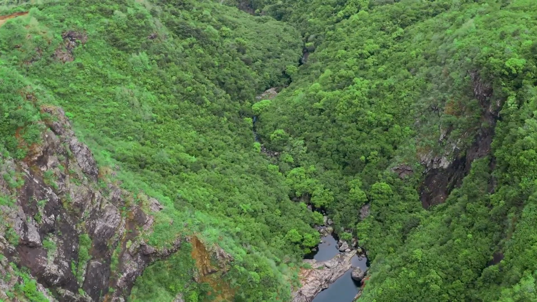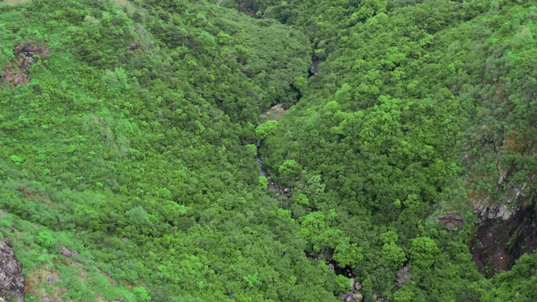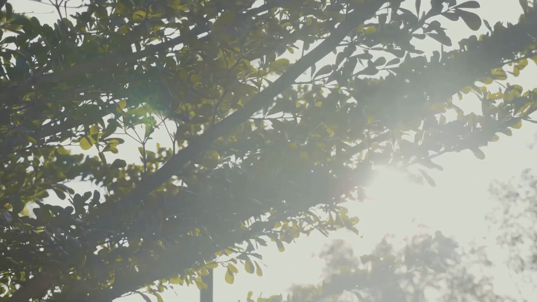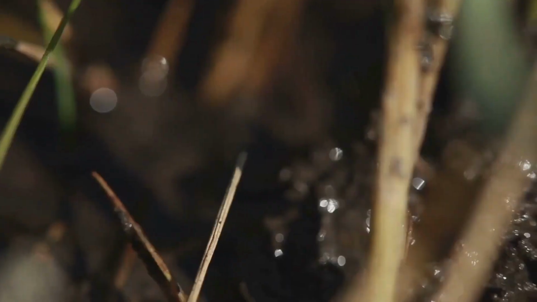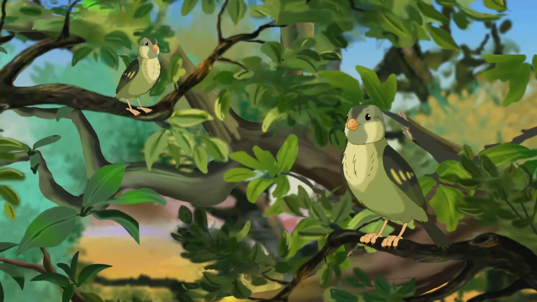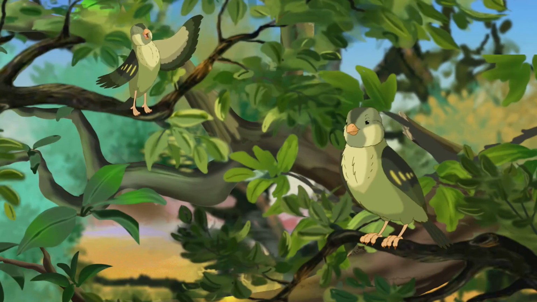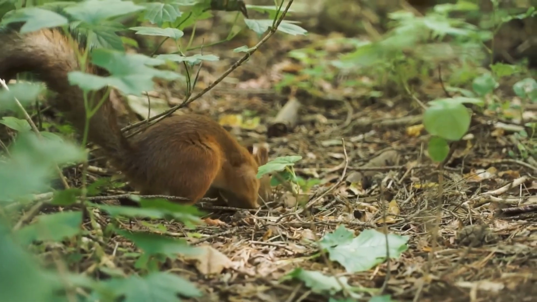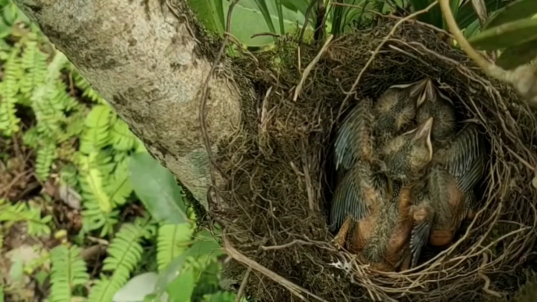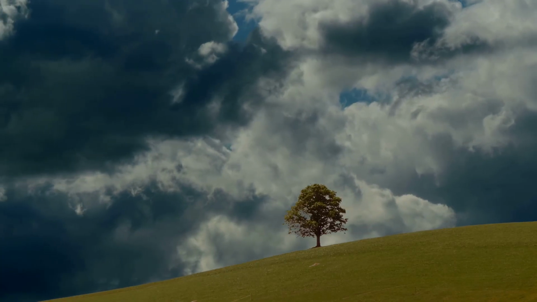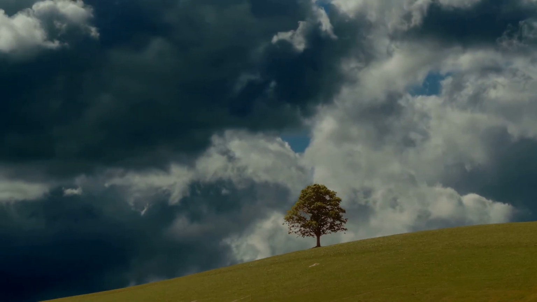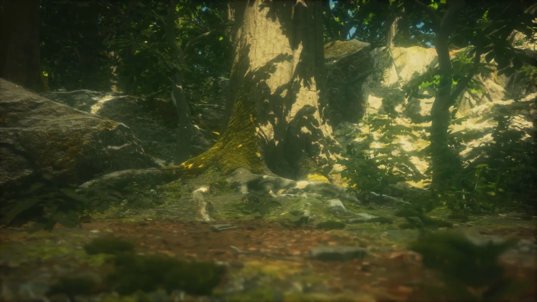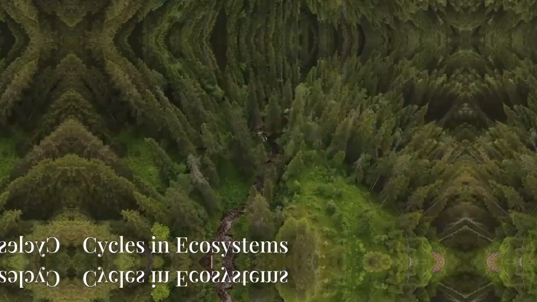Let's take a closer look at an example of an ecosystem, a forest. In a forest, trees, which are biotic factors, depend on abiotic factors like sunlight, soil, and water to grow. The trees provide shelter and food for animals like birds, squirrels, and insects. Squirrels might collect acorns from the trees, while birds build nests in the branches. This shows a relationship between biotic and abiotic factors. Without sunlight and water, the trees wouldn't grow, and without trees, animals would have less food and shelter.